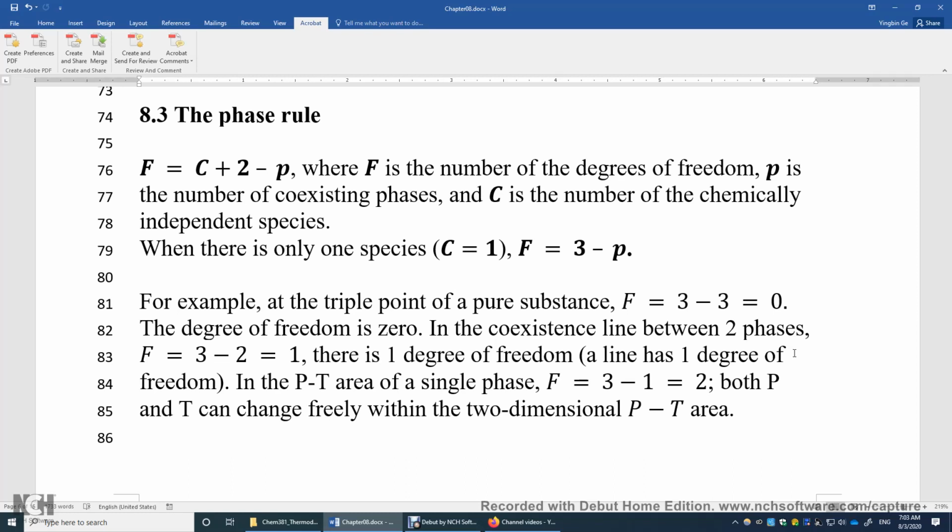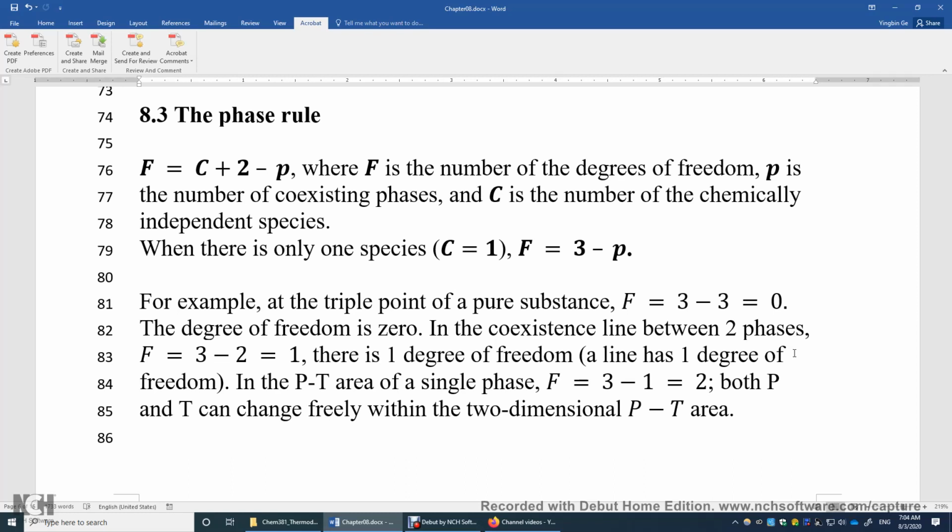If you have just one chemical, C is 1. If you have two chemicals, C is 2, unless there's a chemical equilibrium between these two chemicals. So if you have NO2 and N2O4 at equilibrium, well, C is still 1 because they are not chemically independent. However, if you put nitrogen and oxygen and water vapor in the same system, you have 3 independent species.